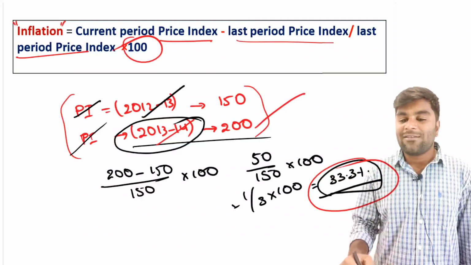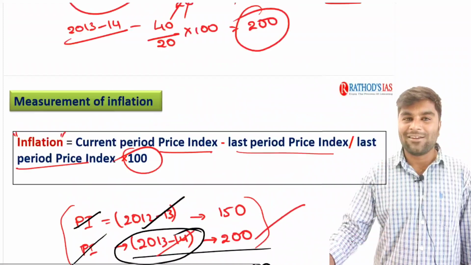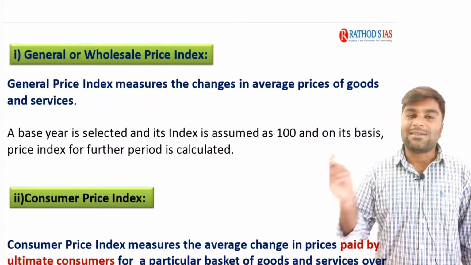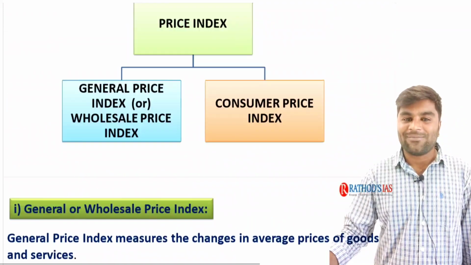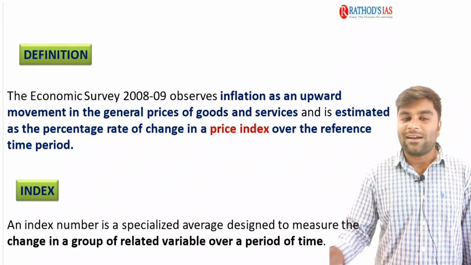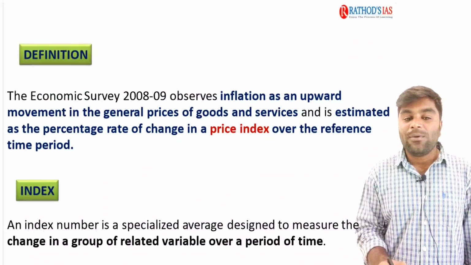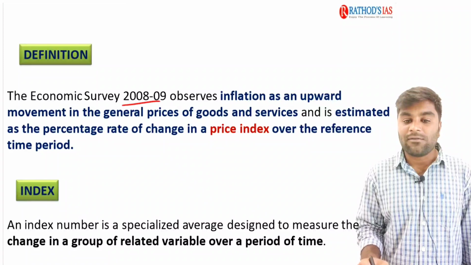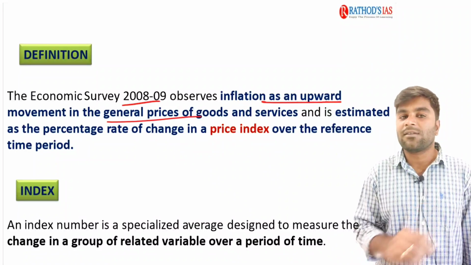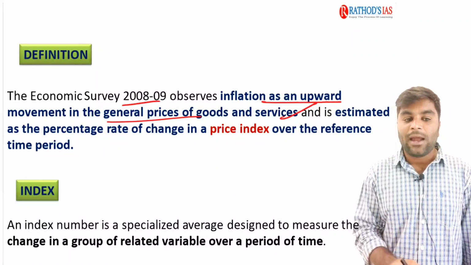Now, the same kind of inflation, the way in which we have calculated the inflation of this particular wheat, is done in two different ways. See, now let us come to the statistics. As I said, the Economic Survey 2008-09 observes inflation is an upward movement in the general prices of the goods and services, as I said, and is estimated.